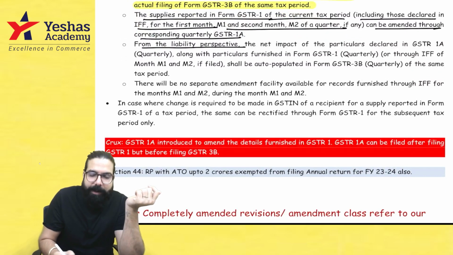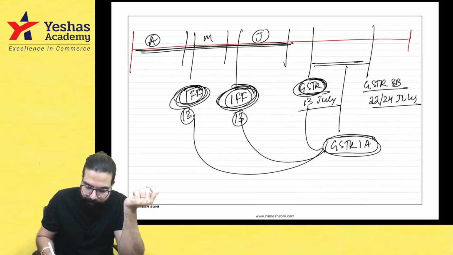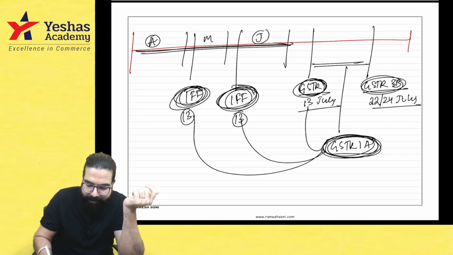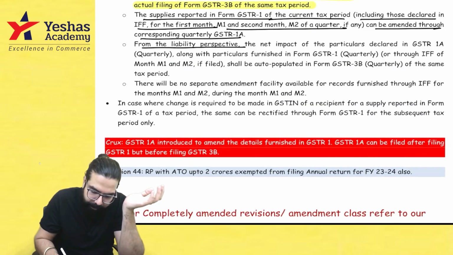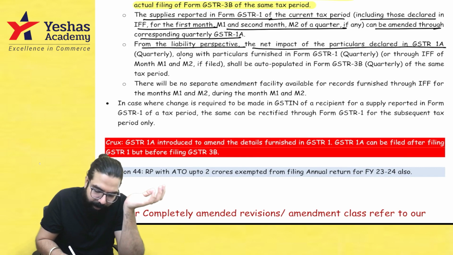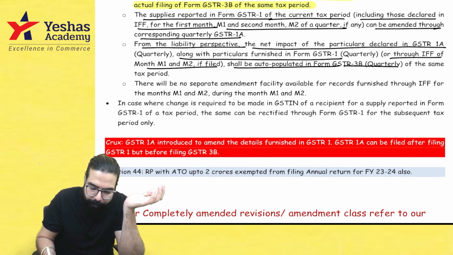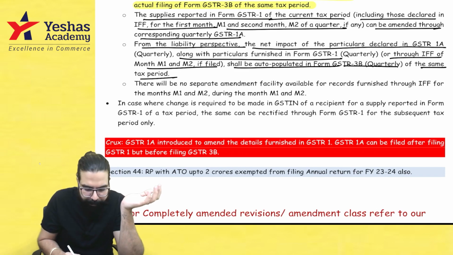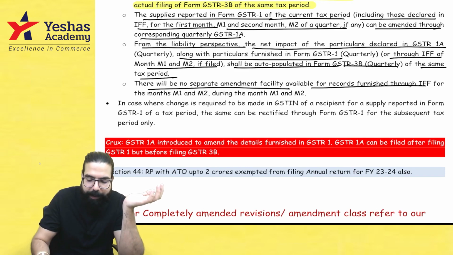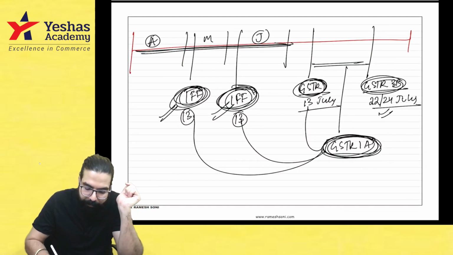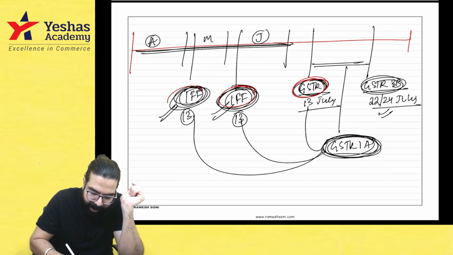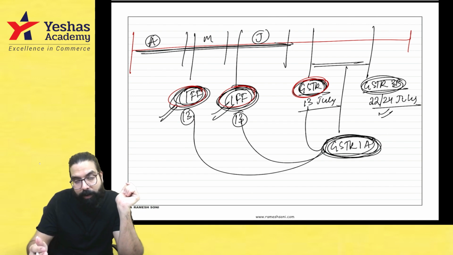From a liability perspective, whatever liability is there will come in the GSTR 3B. You have to go ahead and pay. The net impact of GSTR 1A along with GSTR 1 or through IFF shall be auto-populated in GSTR 3B. There is no separate amendment facility for IFF. If you have missed something in IFF, there is no amendment for that. But if GSTR 1 or IFF has missed something, that can be amended by filing GSTR 1A.